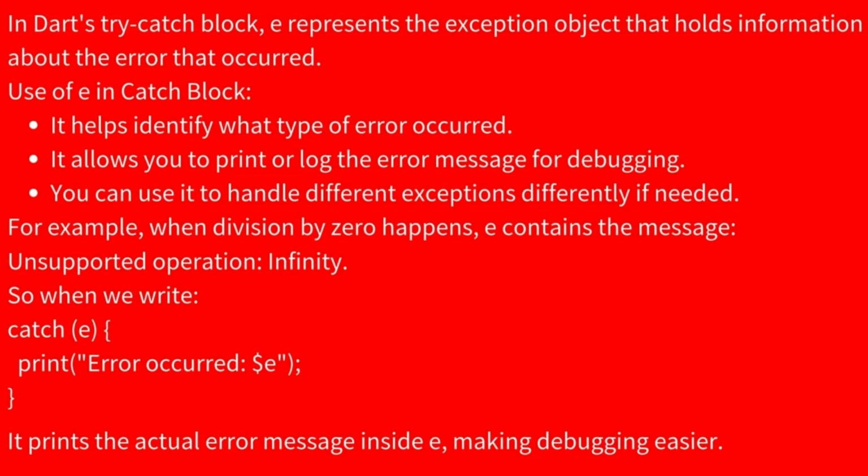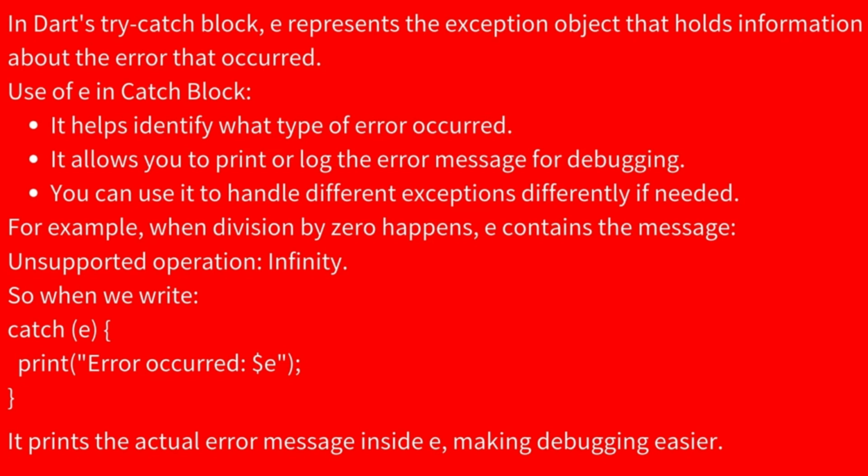In Dart, the catch block is used to handle errors, and the variable E represents the exception that occurred. When an error happens inside the try block, Dart automatically passes the error details into E. This helps in identifying what went wrong and allows us to print or log the error message for debugging. For example, when we try to divide by 0, Dart throws an error saying unsupported operation, infinity. The catch block captures this error in E, allowing us to display a user-friendly message instead of crashing the program.